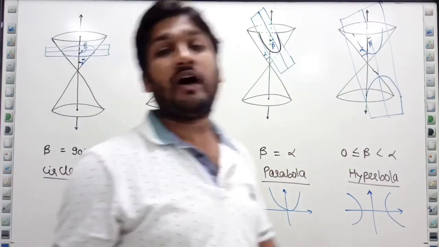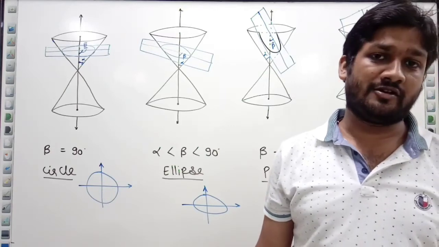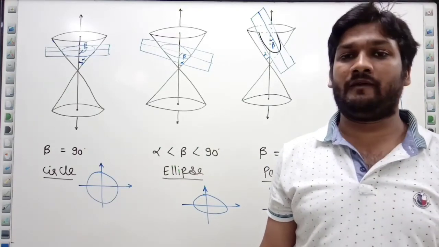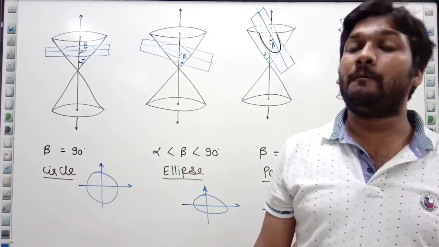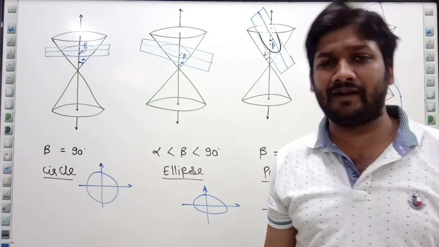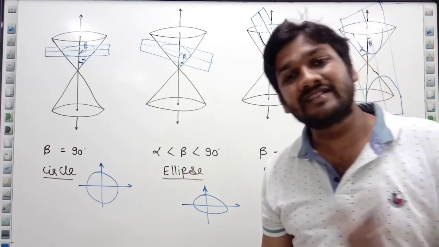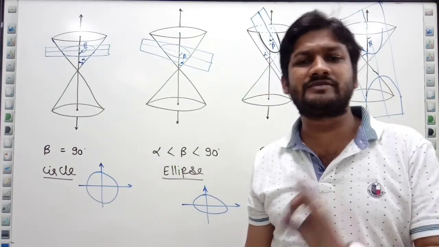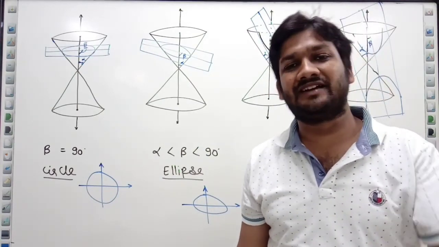I have created this video to make you more clear about how a conic section can be formed, how parabola, ellipse, hyperbola can be formed by cutting a cone by a plane. Right? I hope the concept is clear. In the next videos, I will be coming with circle, parabola, ellipse and hyperbola one by one. In one video the concept and then the NCERT exercise.